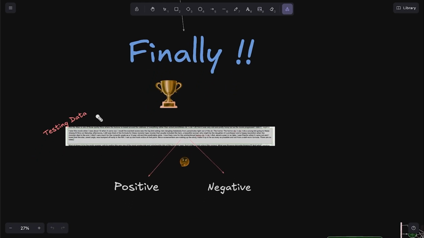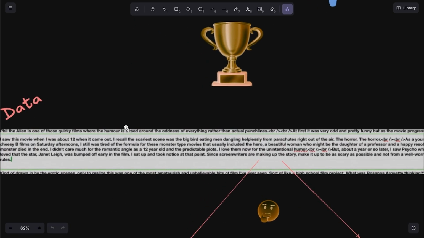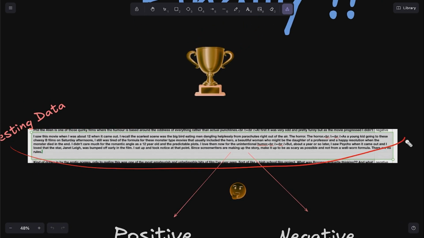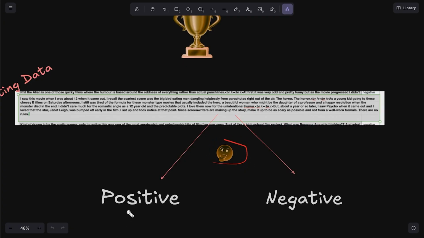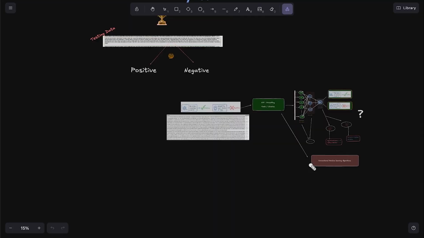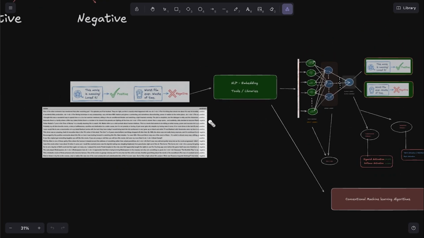And finally, based on your testing data, let's say these are reviews from some critic, and you feed them into the machine, and the machine will be able to predict whether it is a positive value or a negative value. So again guys, it's very simple. See, it's very simple, right?